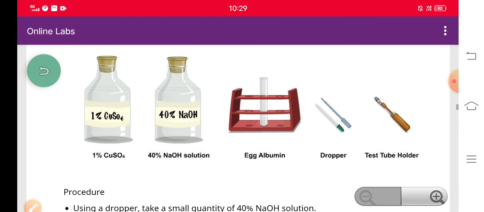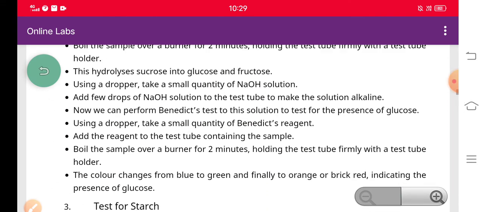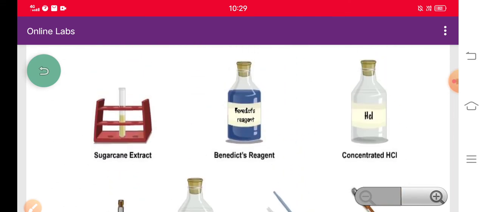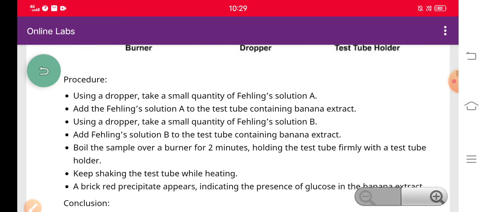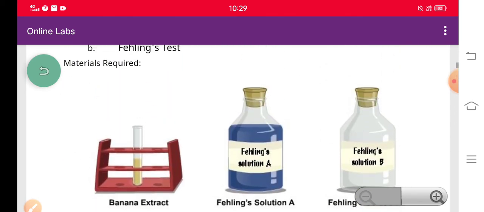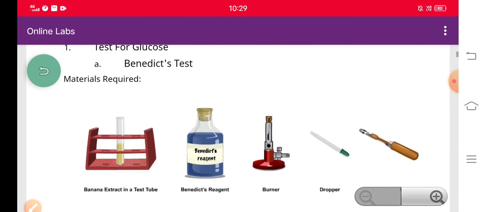Now we move to the performing area. How to perform these practicals, we have to watch it properly. Do not forget to mention these practicals in your lab manuals.